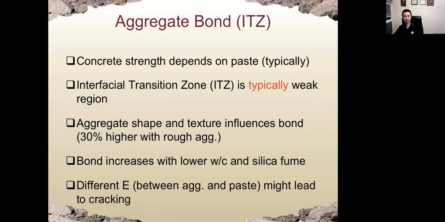The different E value, the different modulus of elasticity between the aggregate and cement paste, might lead to cracking. Typically, the E value of aggregate will be higher than the E value of paste. So when concrete is under compression, imagine the aggregate is stiffer compared to the paste, so we have stress concentration along the boundary between the aggregate and cement paste. That is another reason cracks will generate at the ITZ.